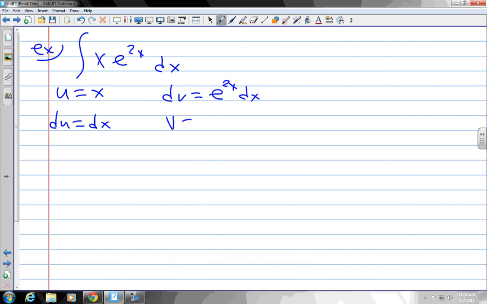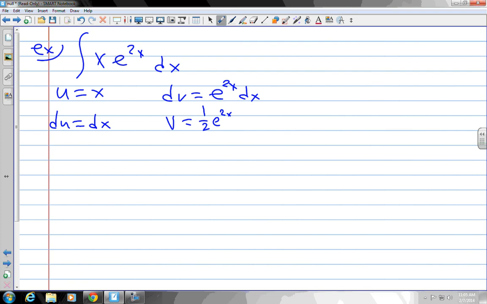What is v? 1/2 e to the 2x. You kind of have to do a quick u substitution to come up with 1/2, but I'm sure you should be able to realize you need 1/2 because of the 2x, because of the chain rule. All right. Is that okay?